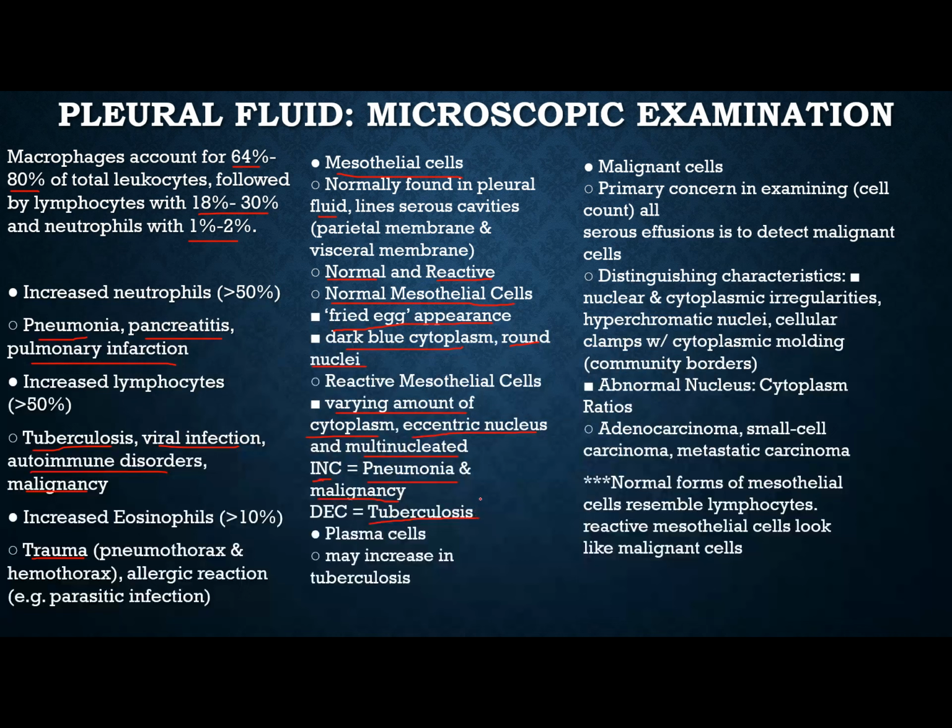So usually class kapag may TB ka, all you would see in your pleural fluid are neutrophils. Naka-encounter na ako sa work ko class, yung pleural fluid niya is all pus, puro nana, because the patient is suffering from tuberculosis. So 100% neutrophils ang kanyang diff count. Then another cell class is plasma cells. Plasma cells may be increased in tuberculosis.